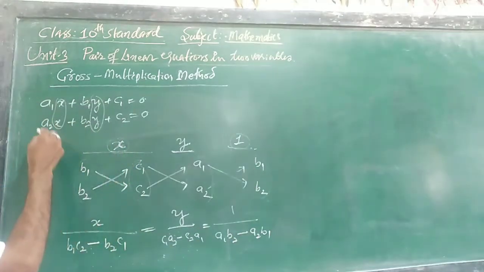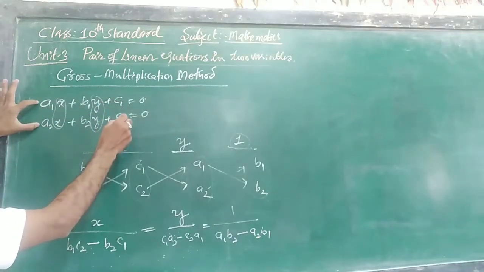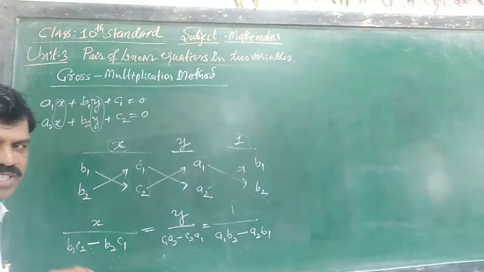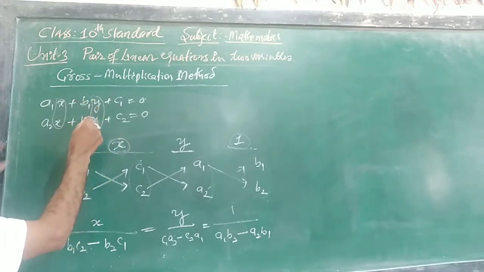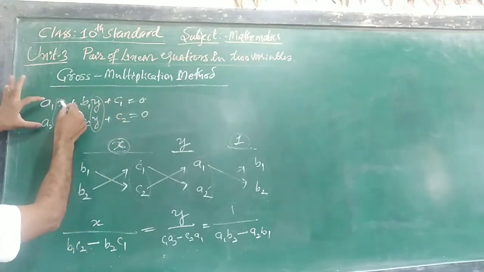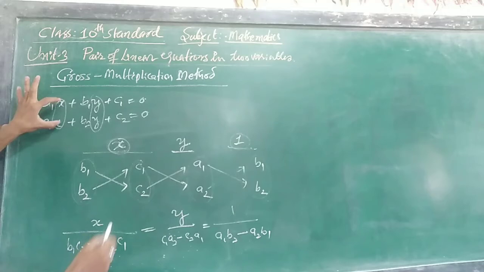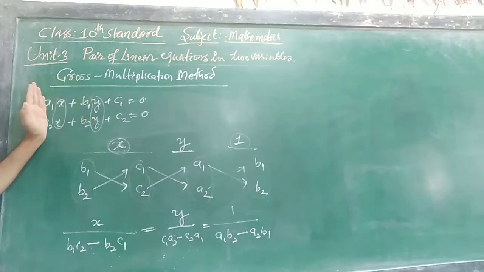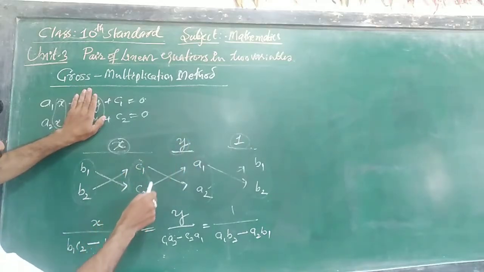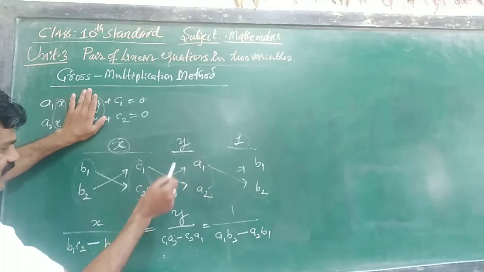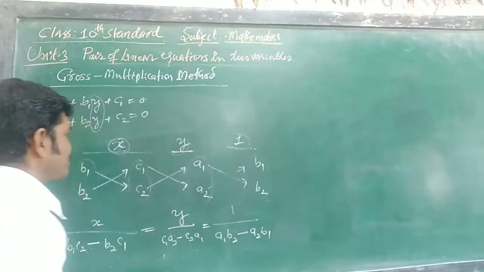See here, a1 and a2, c1 and c2, and b1 and b2. These are the coefficients and constants, we know that. x is dealing with coefficients of y and constants. See, y coefficients and constants. y is dealing with x coefficients and constants, not b1, b2. y is dealing with c1 and c2, the constants, and a1 and a2, the x coefficients. 1 is dealing with both x coefficients and y coefficients.